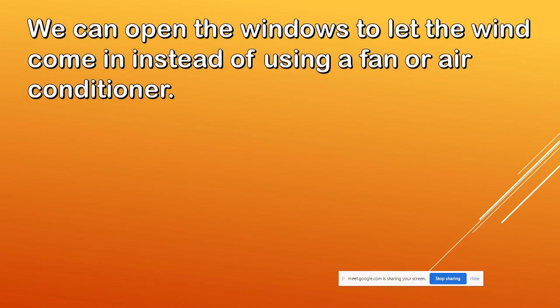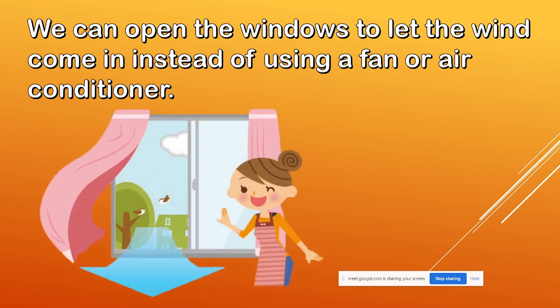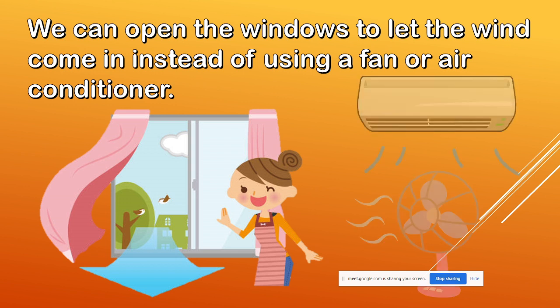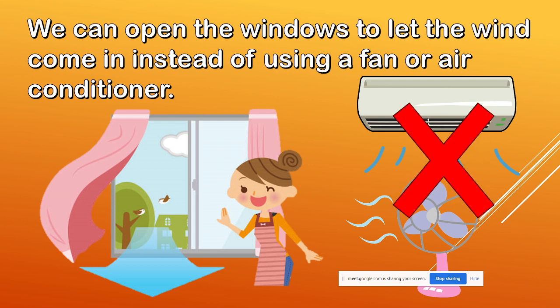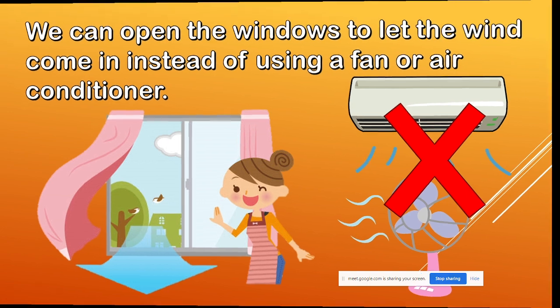We can open the windows to let the wind come in instead of using a fan or air conditioner. It means we can get the sunlight instead of using our light bulbs, right? In opening the windows, we can also let the air come in so that we don't have to turn on the aircon, turn on the fans anymore, right? Because wind is for free, right? It can make us cool, right? Okay, next, another one.